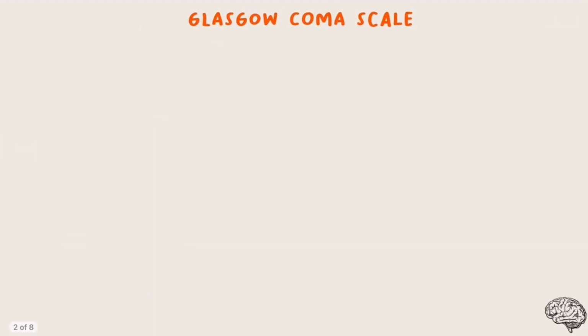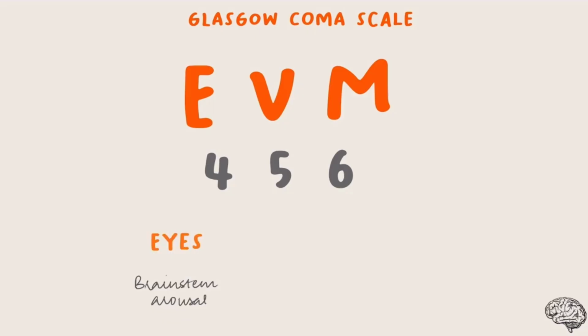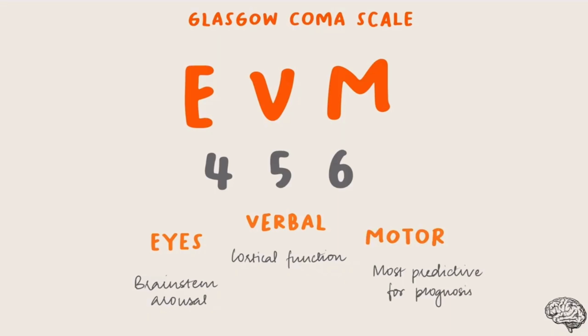I remember the score as EVM 456. These are the three aspects tested in the Glasgow Coma scale, where E stands for the eye opening response, which is an indicator of the brainstem arousal but not necessarily an indicator of awareness. V stands for the verbal response, which is an indicator of the cortical function. And M here stands for the motor response. It is the most predictive for prognosis. So, out of the three components that we measure, M is the most important one for the patient.